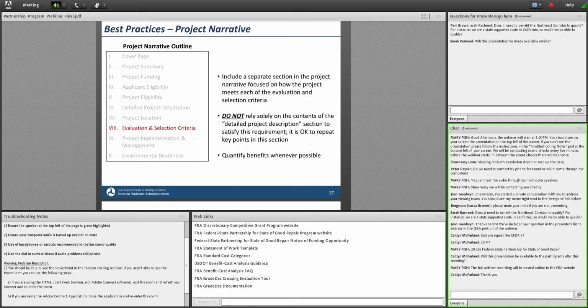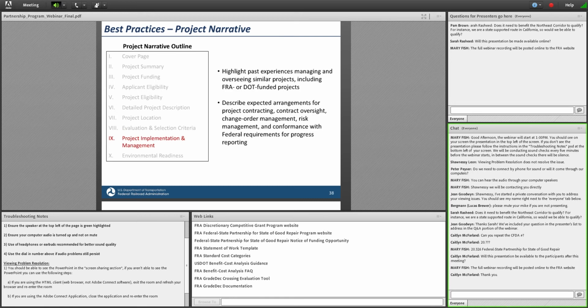Next is the evaluation and selection criteria. This is really important. We ask that you include a separate section in the narrative focused specifically on how your project addresses each one of the evaluation and selection criteria that are specified in the NOFO. Do not rely solely on that project description to satisfy this requirement. We want to see a separate section dedicated to each one of those selection and evaluation criteria. And also, please quantify your benefits whenever possible. This is particularly relevant for the benefit cost analysis that Nate will cover shortly.